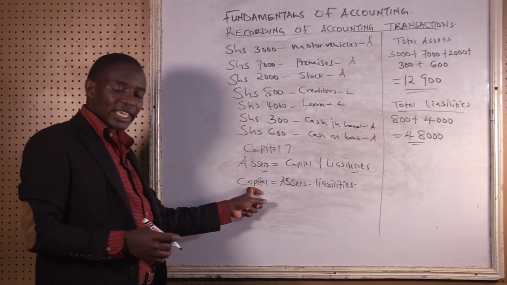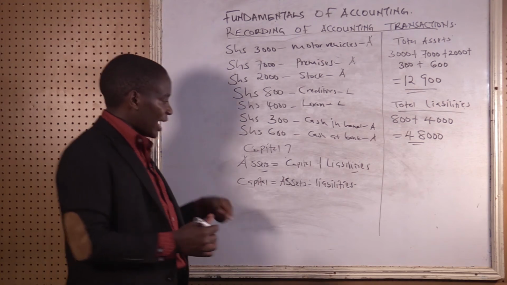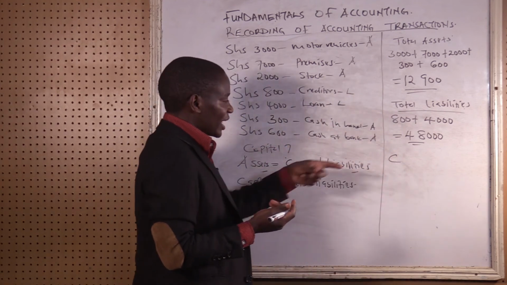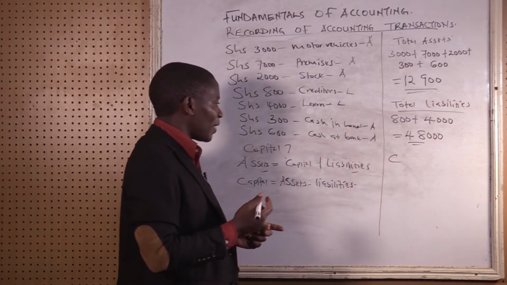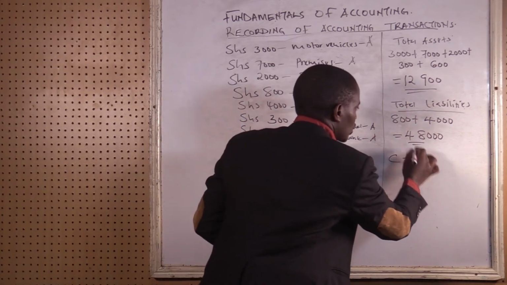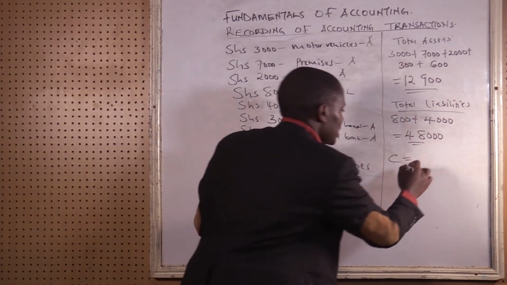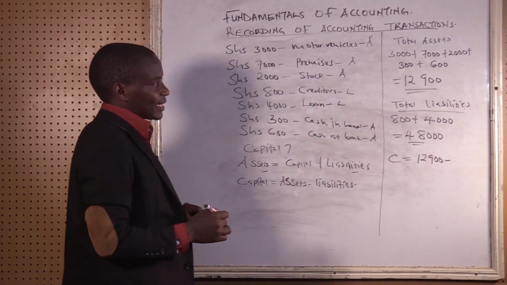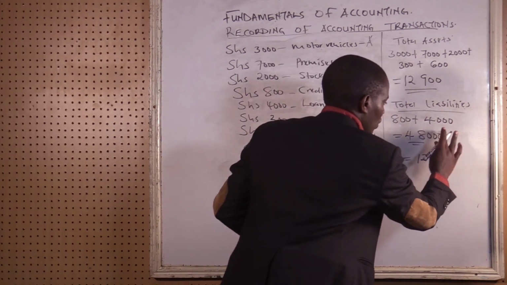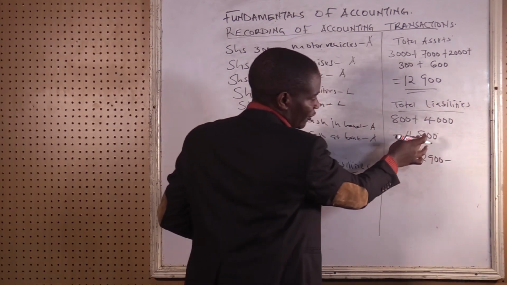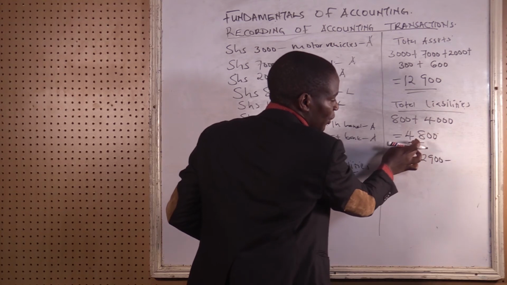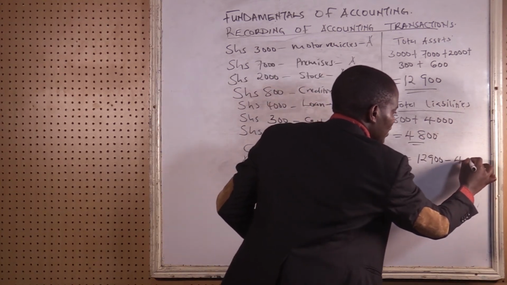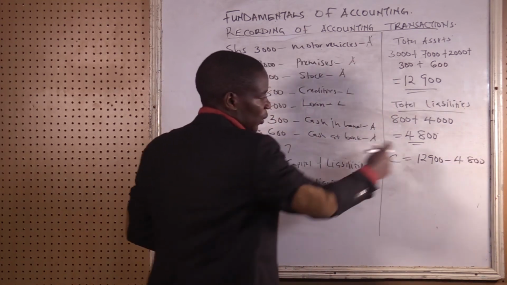So having gotten our total assets and total liabilities, we can now replace assets and liabilities in these equations so that we can get the value of our capital. And we say that capital can be written as C. We can have C as an initial for capital. And we say C is equals to total assets, which is 12,900. You subtract, no, I had written 48,000. It's supposed to be 4,800. So subtract 4,800.